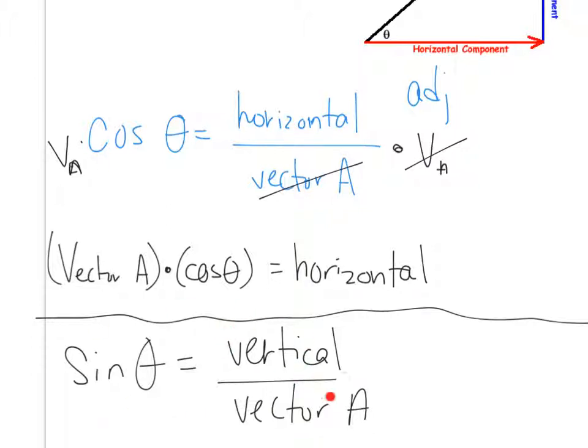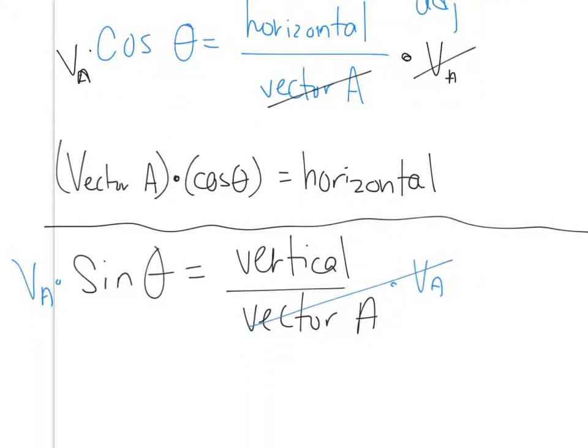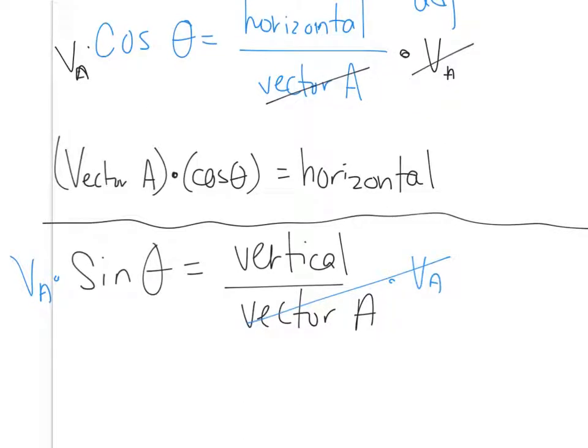So if I want to solve this for vertical now, again, I'm going to multiply, as Natalie told us a moment ago, both sides by vector A. Vector A's cancel, and that tells me that if I want to figure out what the vertical component is, I could say vector A times sine theta, and that equals the vertical component.